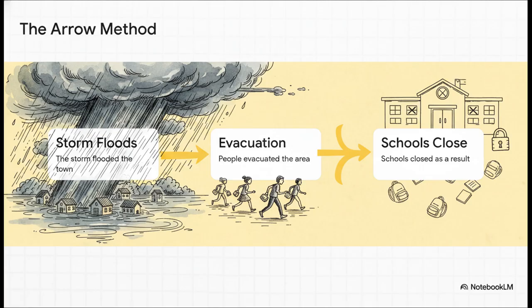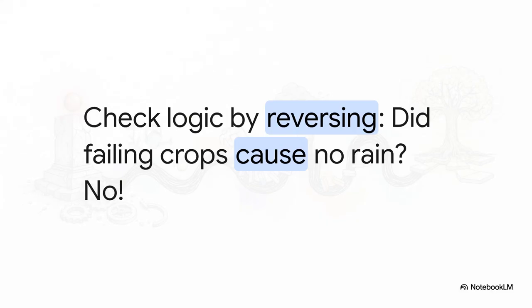The storm flooded the town, which points to the people evacuating, which points to the schools closing. One effect instantly becomes the cause for the very next event in the sequence. It's like a chain reaction. Strategy number 3 is your built-in logic checker, the flip-it test.